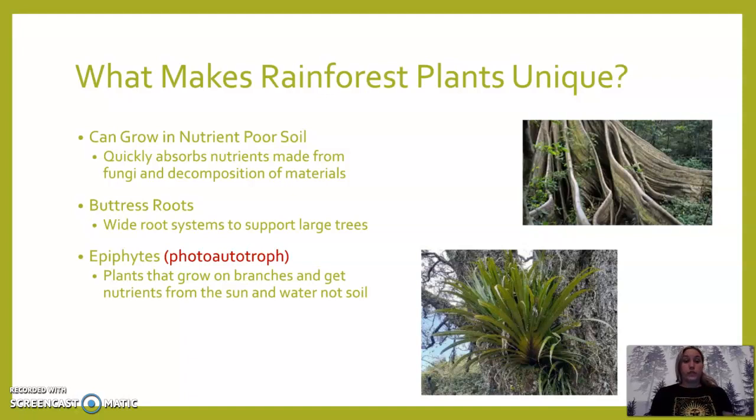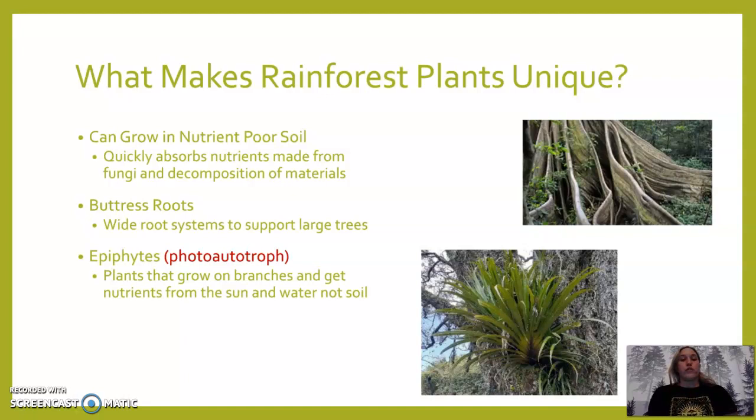What makes rainforest plants unique is they can grow in nutrient-poor soil. Because the rainforest floor doesn't get much sun, it doesn't get much light, it is actually really nutrient-poor. The only way that it gets nutrients is from the plants and fungi that create nutrients when they decay. So plants and trees quickly absorb that and are able to nourish the plants. So that is how your plants and trees in the rainforest are able to grow.